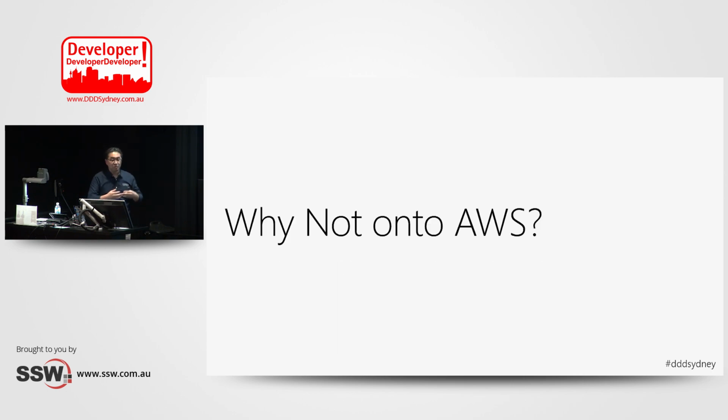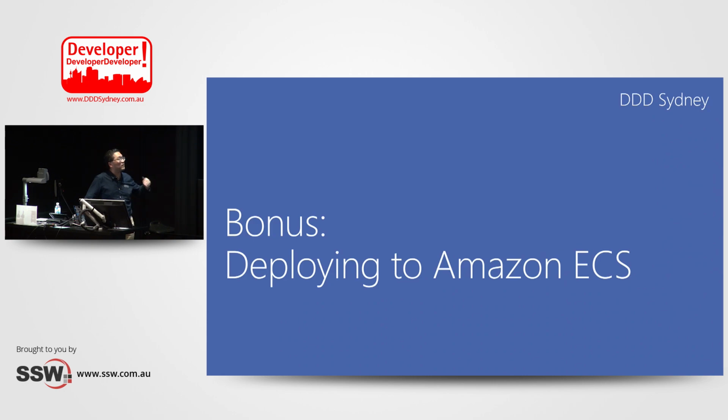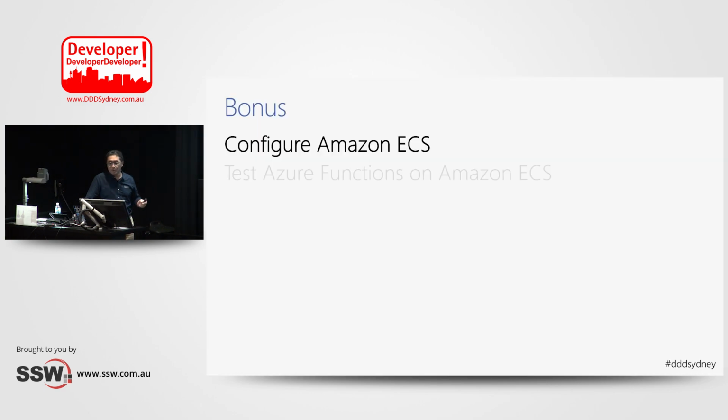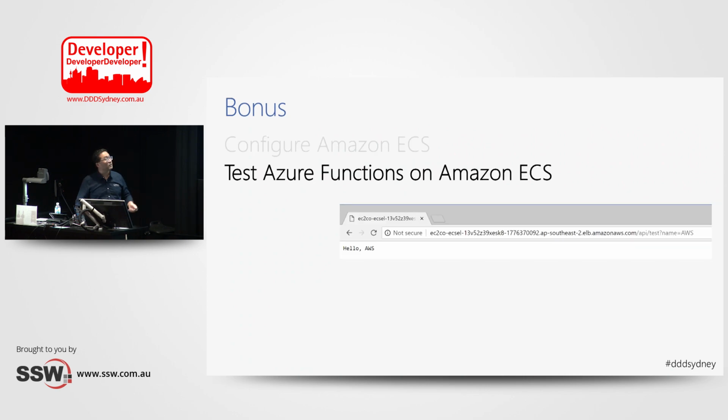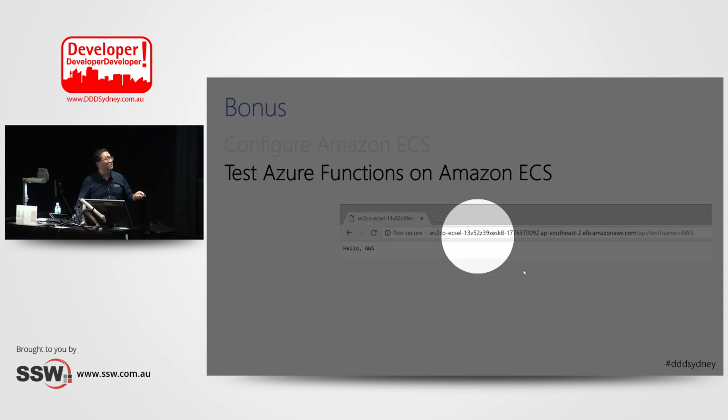So why don't we deploy this Azure Function instance onto Amazon? I'm going to show how we can deploy an Azure Function instance onto Amazon ECS. In order to do so, we need to set up Amazon ECS, which stands for Elastic Container Service. I think this is the equivalent of Azure Container Instances, right? Then once all the setup is done, we can simply visit the website using amazonaws.com and send a request like this.